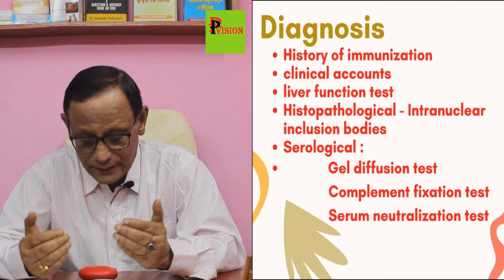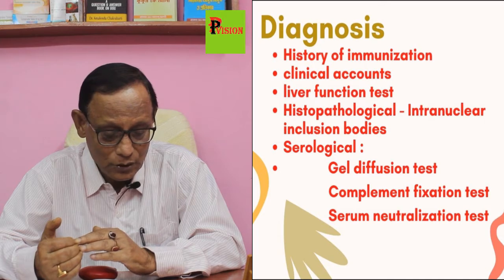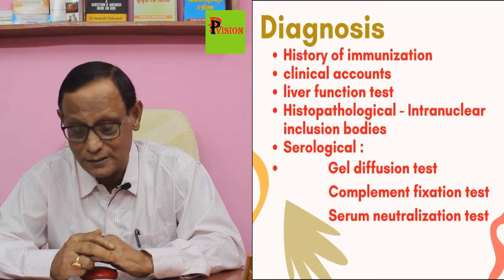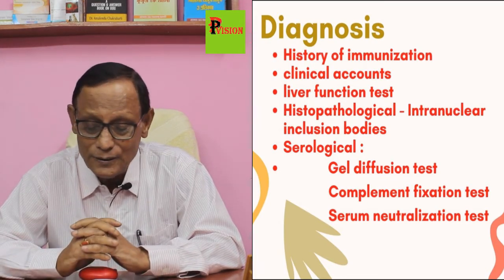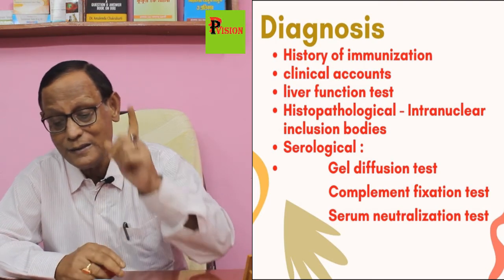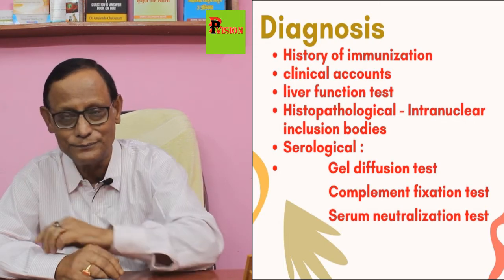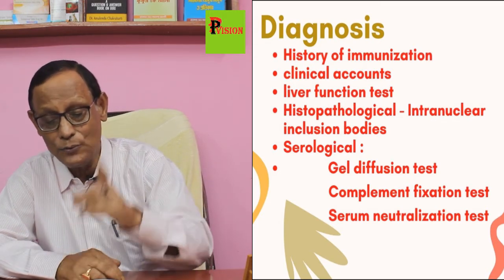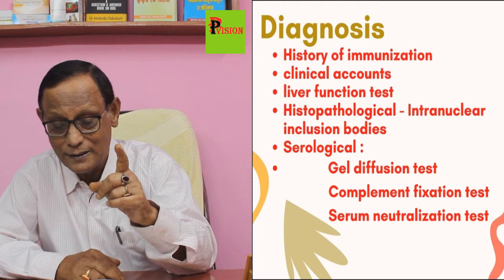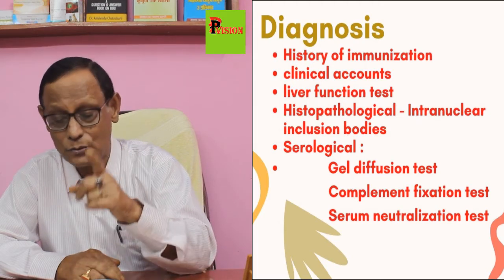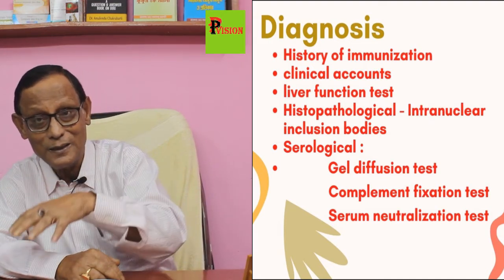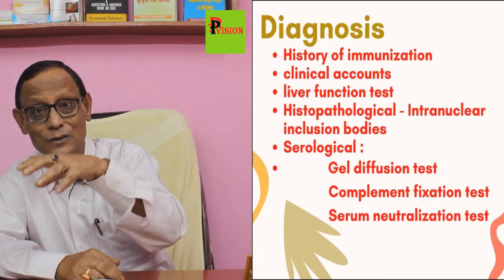Then it may also affect the liver to some extent. That's why we call it ICH, infectious canine hepatitis. So a liver function test has to be done. And a very important thing is this: if you do a histopathological test, you will find intranuclear inclusion bodies. If you do a histopathological examination in case of distemper, you will get intracytoplasmic inclusion bodies. And in case of ICH, you get intranuclear inclusion bodies.